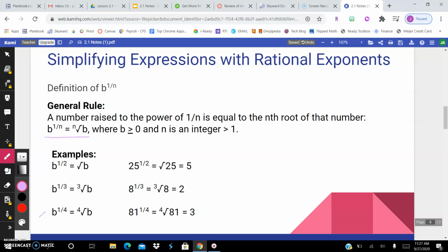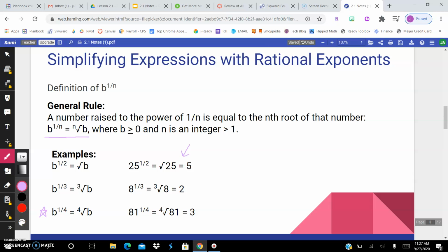So down here I have some examples. Let's look at this one. We didn't talk about 1/4. So b to the 1/4 is going to be the 4th root of b because the denominator is 4 and the numerator is 1. Okay, so then over here in this column, I have the same examples.